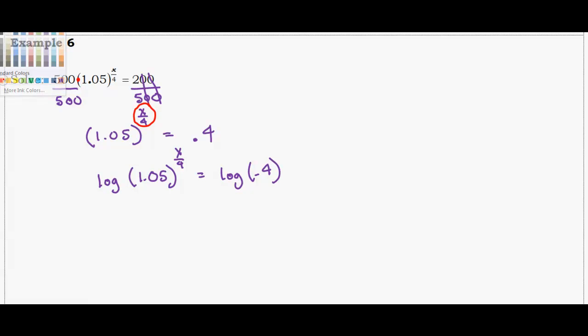Okay, then the next step is to deal with this somehow, because I now am talking about logs. You do that. So, what did we do with the x over 4? X over 4 is log. Where do we put it? In front. Good. Power property of logs.